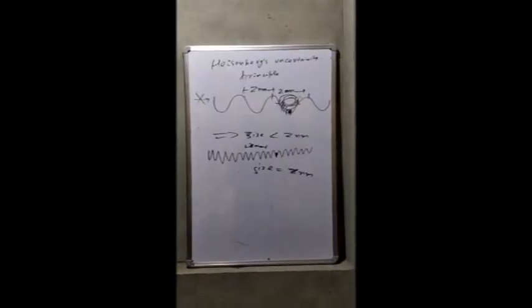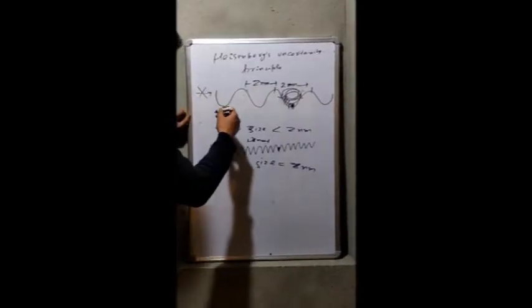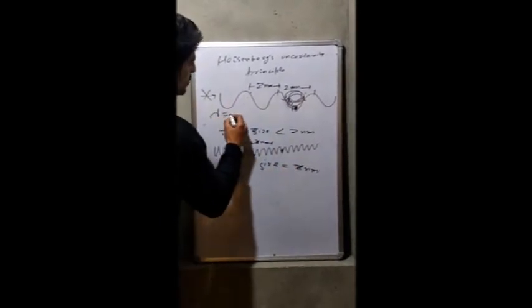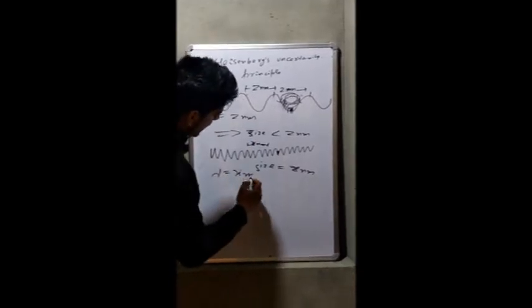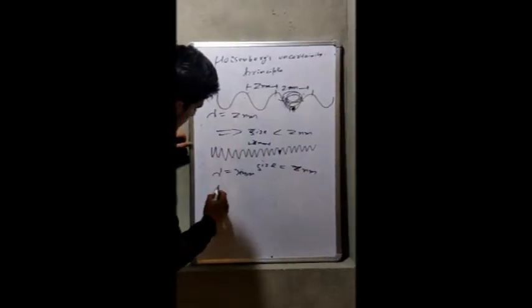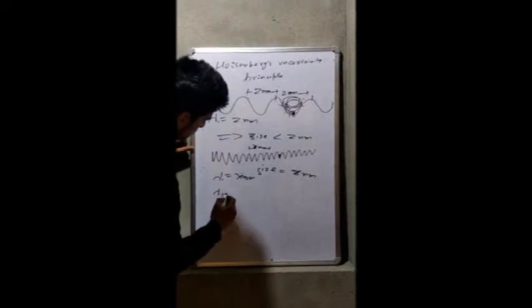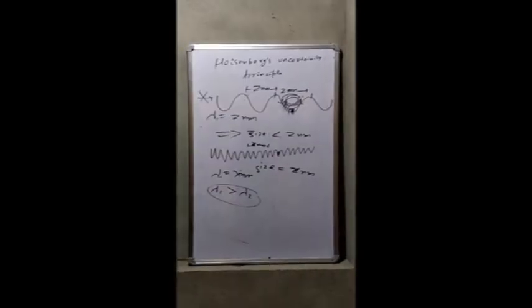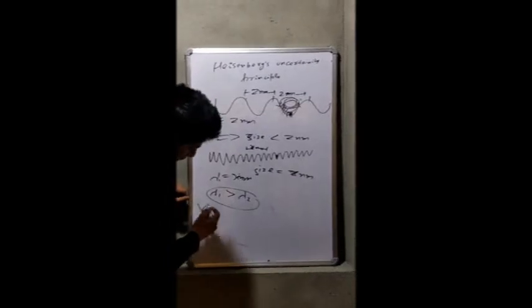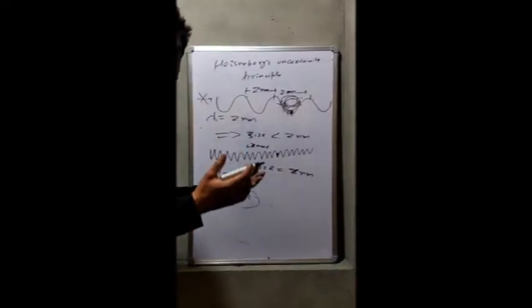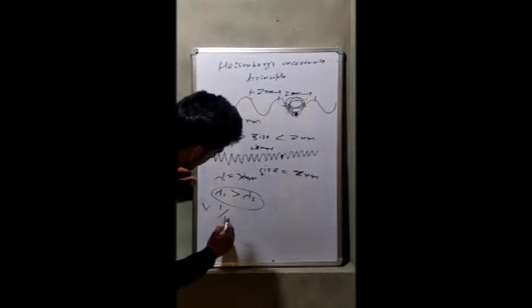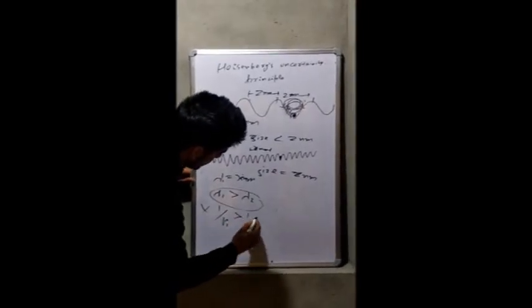But now what is the problem? I just took a wave which has much more wavelength, which is lambda equals z nanometer. But here lambda was x nanometer, and from this we can say that lambda 1 is greater than lambda 2. It is much greater than it. We also know that wavelength is inversely proportional to the frequency.